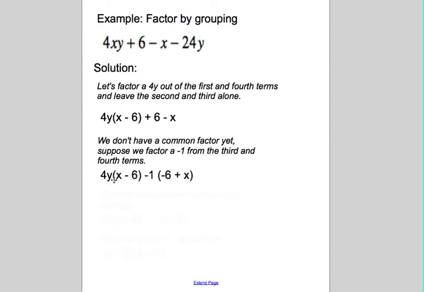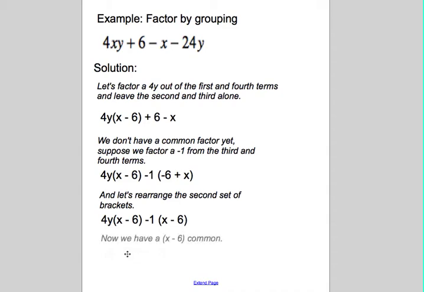Well, we've got 4y, x minus 6. That was simply from our first part. We took that negative 1 out, so now we have negative 6, because 6 divided by negative 1 is negative 6, and positive x. Now we can rearrange the second set of brackets. And you'll see that by factoring out a negative 1, we were able to accomplish our goal of having our x minus 6 and our x minus 6 similar, or common. So we've got x minus 6 common. All we do is factor the x minus 6 to the front, and we're left with 4y minus 1 as our solution.